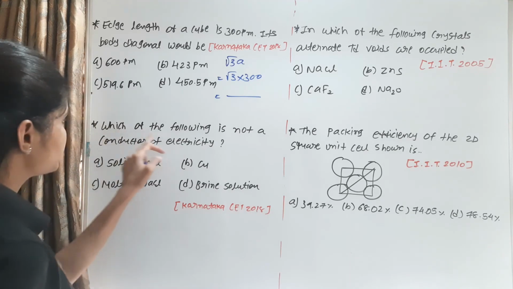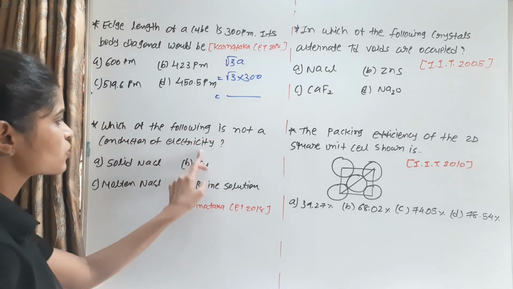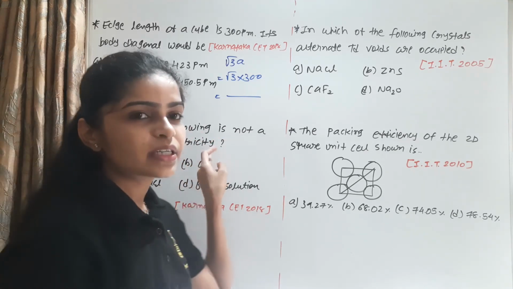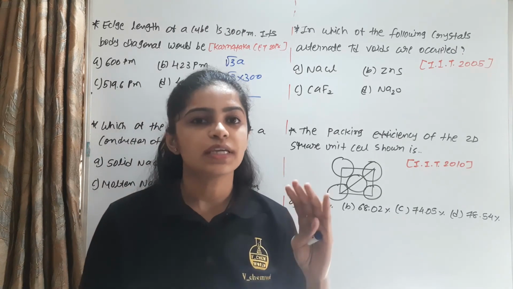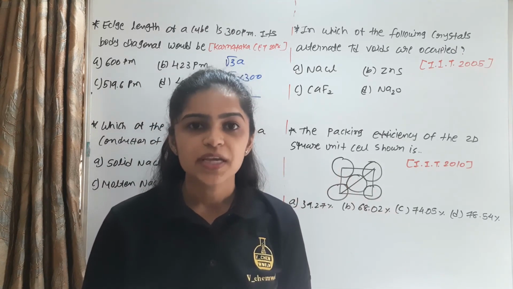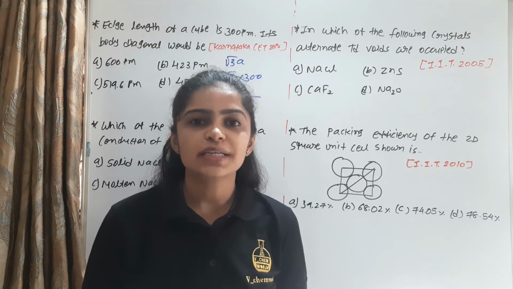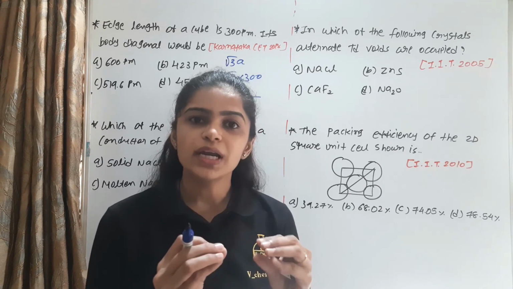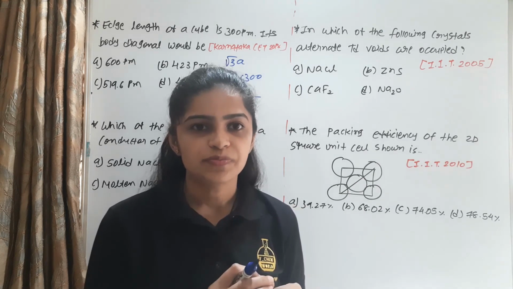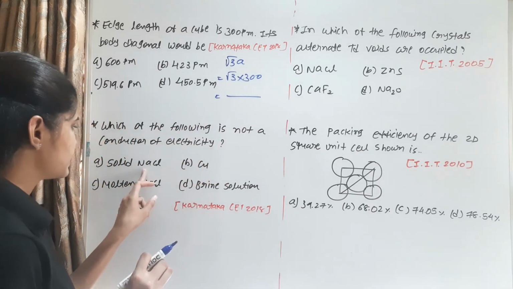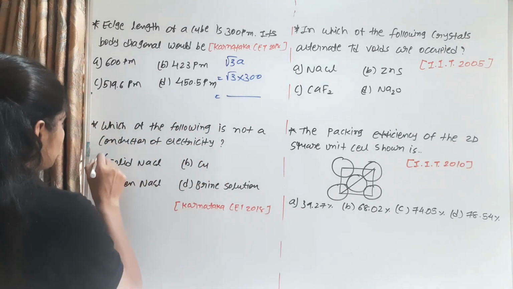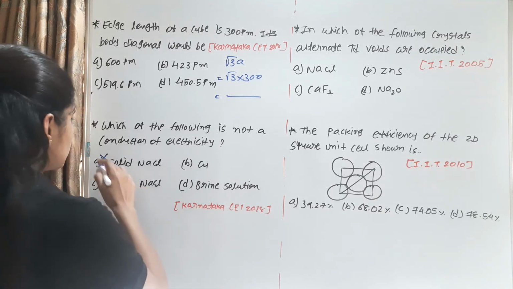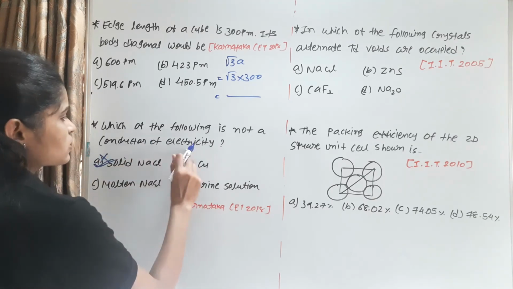Next, which of the following is not a conductor of electricity? Conduction of electricity depends on electrons and the movement of ions. Movement of ions means an electrolytic solution, or ions present in the molten state. So that is solid NaCl. In solid NaCl, no free ions are present, so this is the right answer.